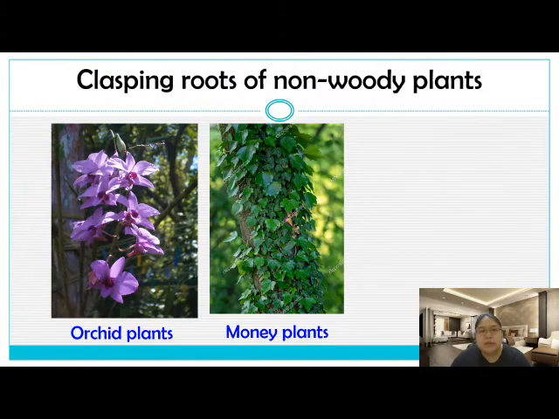Next we're going to see the grasping. Grasping means the same as the orchid plant. They will climb another tree. So you can see the leaves of the money plant. They will stay along the whole trunk of the plant. So this one we call grasping roots.